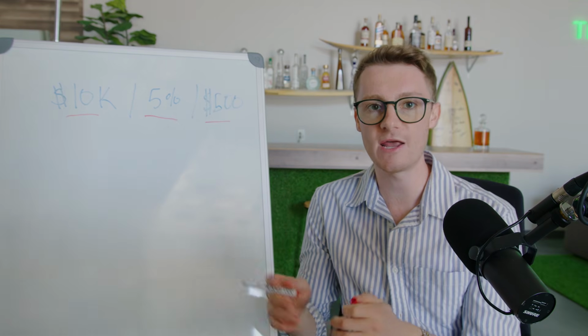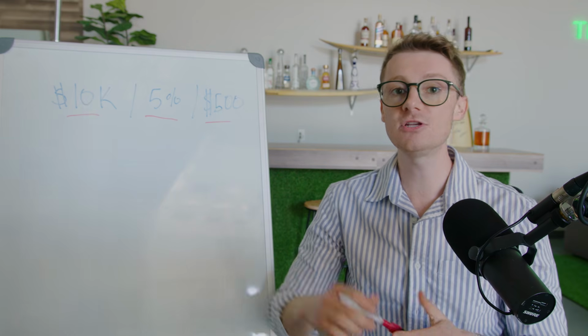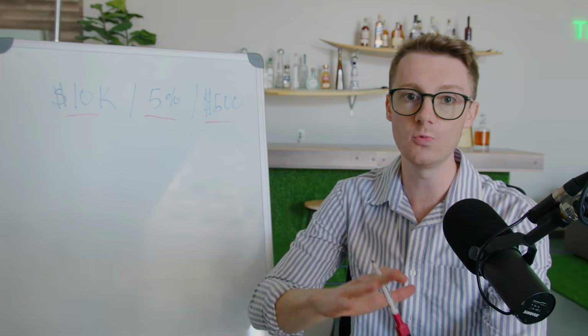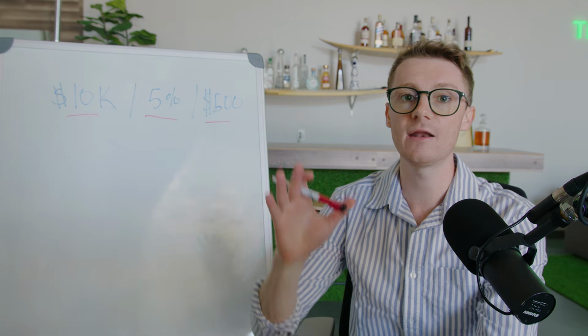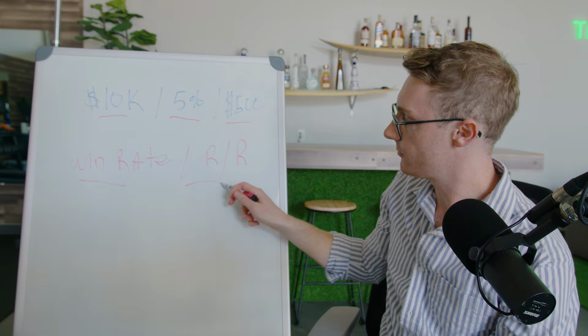Now, when it comes to risk management, we're going to look at two things. We're going to look at win rate. So how many trades you win out of, let's say, 100. If you take 100 trades and you win 80 of them, that means you have an 80% win rate. And then we're going to look at risk to reward. So our win rate and our risk to reward.